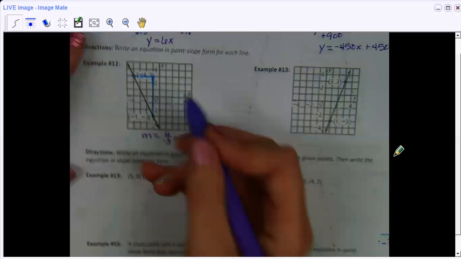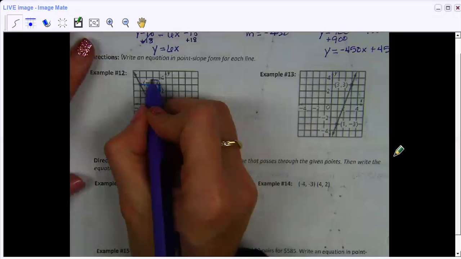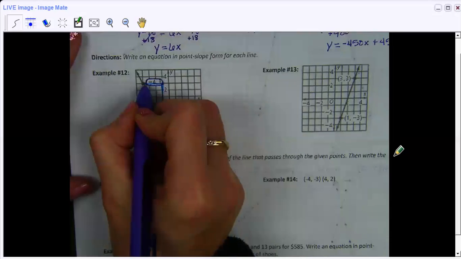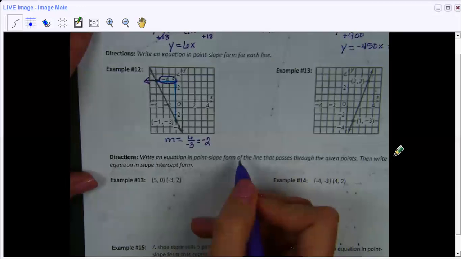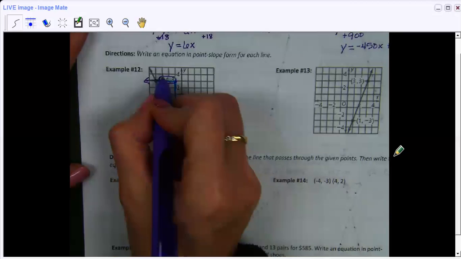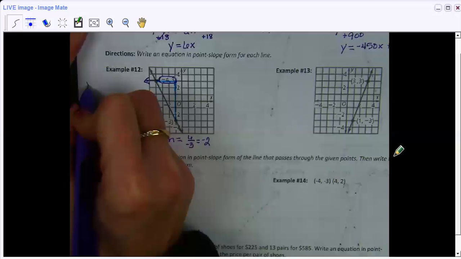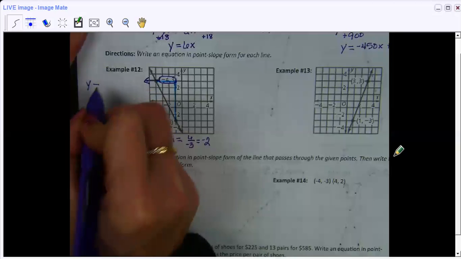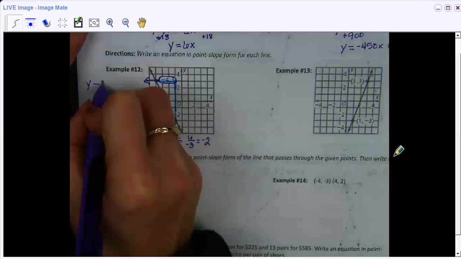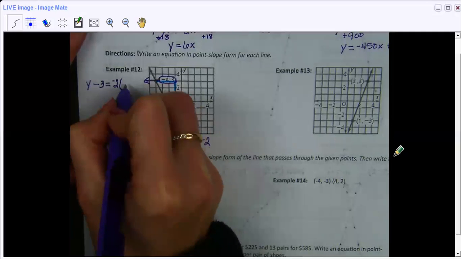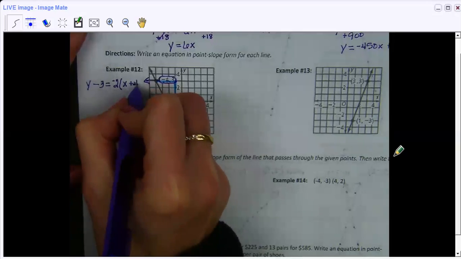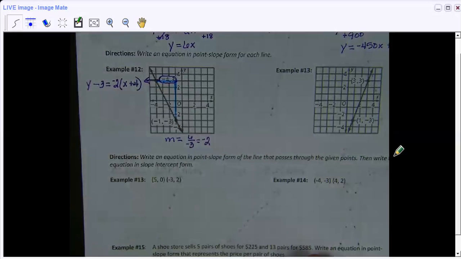Now using this point right here, negative 4, 3, let's go ahead and write the equation over here. So we have y minus 3 equals our slope of negative 2 times x plus 4. Okay. Does anyone have a question on how to do that?